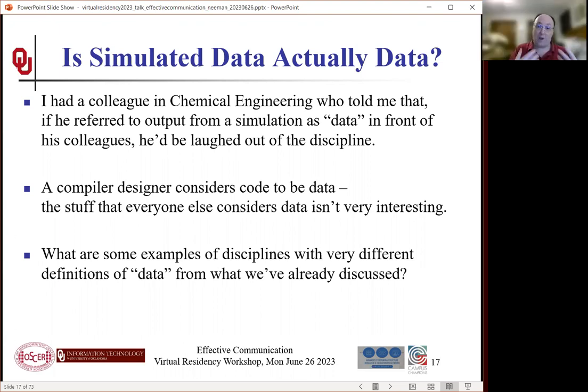So you have to be super careful. Not everybody agrees that everything we think of as data is data, right? What are some of the disciplines where what we think of as data is not data, and what they think of as data is not what we would have thought, right? And of course, as I mentioned before, a compiler designer thinks of code as data, right? A piece of code is input to a compiler.